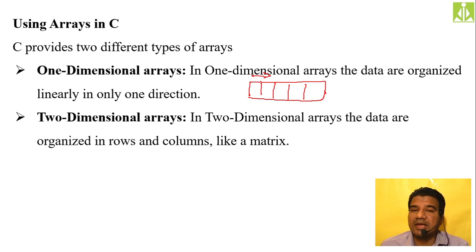Because all array elements need to be contiguous in your computer memory. Contiguous in the sense, here I have declared how many variables? 5 variables. So in your computer memory, those 5 variables need to be contiguous. Contiguous in the sense, they have to be one after the other.